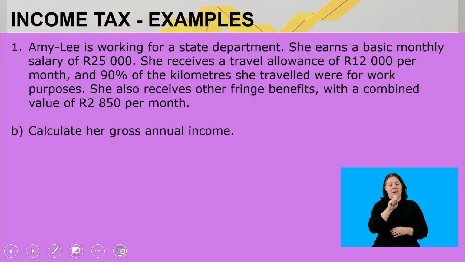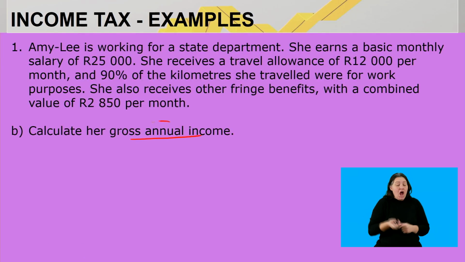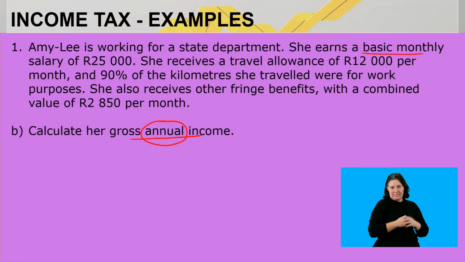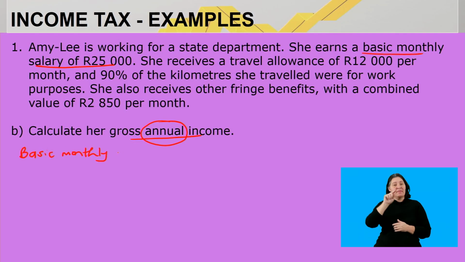I'm looking now at question 1B. It says, calculate her gross annual income. Very important to note, now it is annual value that I need to calculate, right? So what will a gross income consist of, whether it's monthly or annually? We will start with the basic income, then we look at all the other benefits, right? Remember we said gross income consists of your basic income plus all other extra income. Okay, so I'll break it down by starting with basic monthly income, right? We can see there, so the basic monthly salary, that is 25,000 Rand, right?